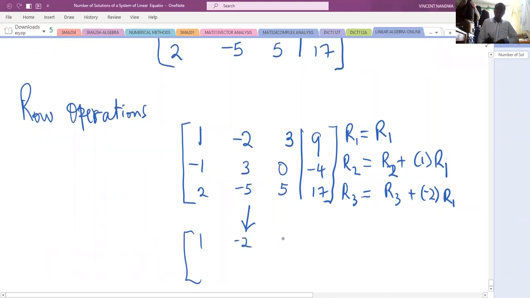1, minus 2, 3, 9. Minus 1 plus 1 is 0. 3 plus minus 2 is 1. 0 plus 3 is 3. Minus 4 plus 9 is 5. 2 plus minus 2 is 0. Minus 5 plus minus 2 times minus 2, the same as minus 5 plus 4, which is minus 1. 5 plus minus 2 times 3 is minus 6, so 5 plus minus 6 is minus 1. 17 plus minus 2 times 9, so 17 minus 18 is minus 1.